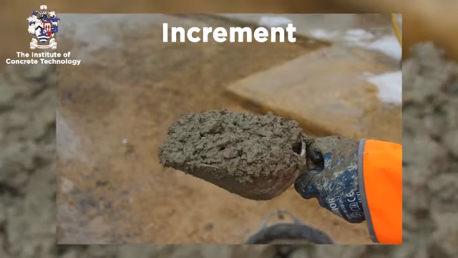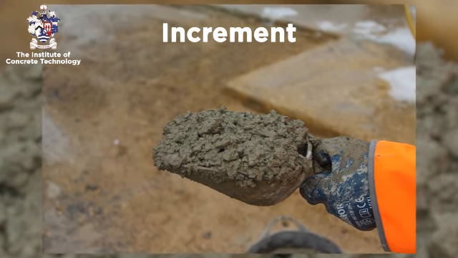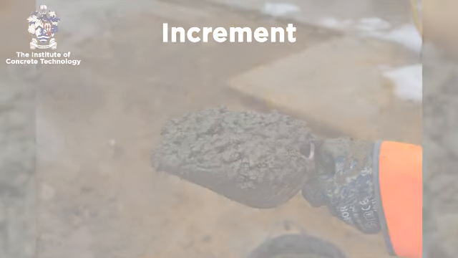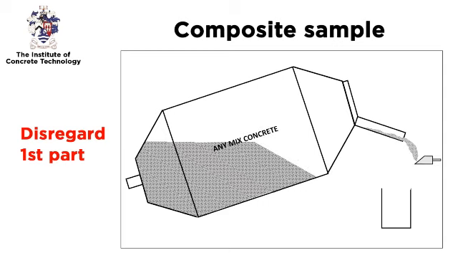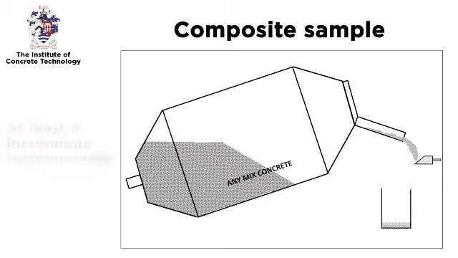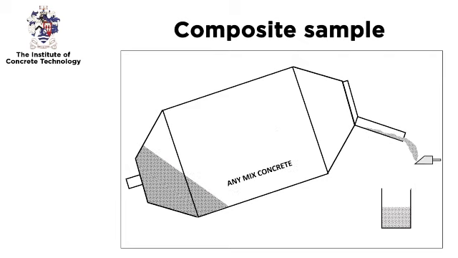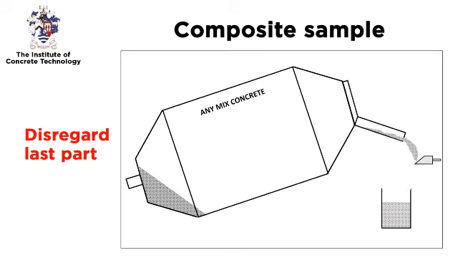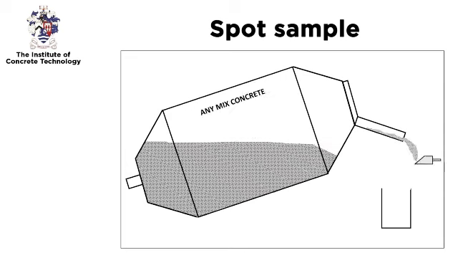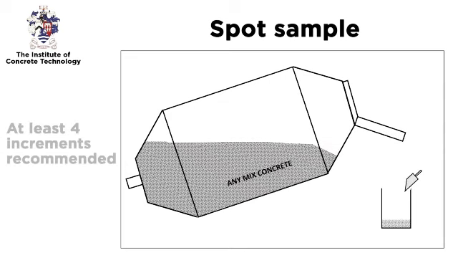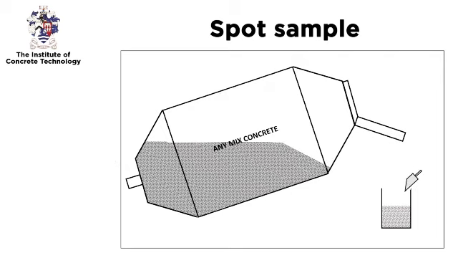An increment is the quantity of concrete taken in a single operation of a scoop or similar sampling device. A composite sample is the quantity of concrete taken throughout a batch to be tested. It should be representative of the batch and consist of a number of increments mixed thoroughly together. A spot sample is a quantity of concrete taken from part of a batch consisting of one or more increments mixed thoroughly together.